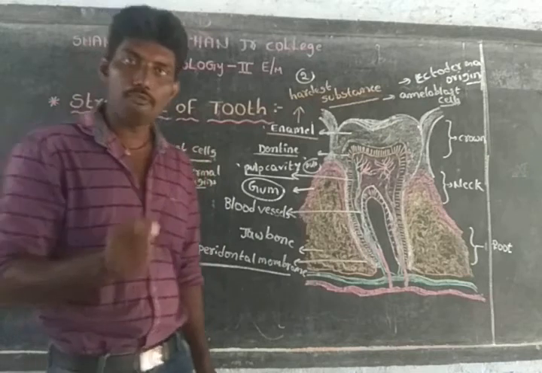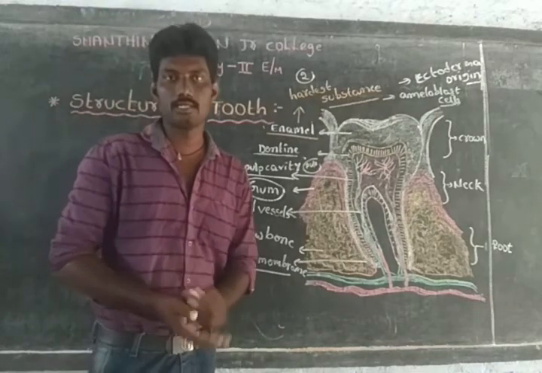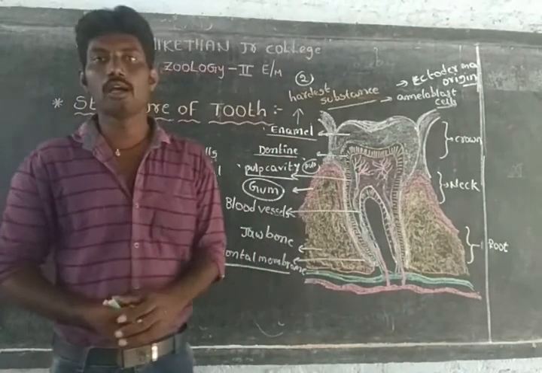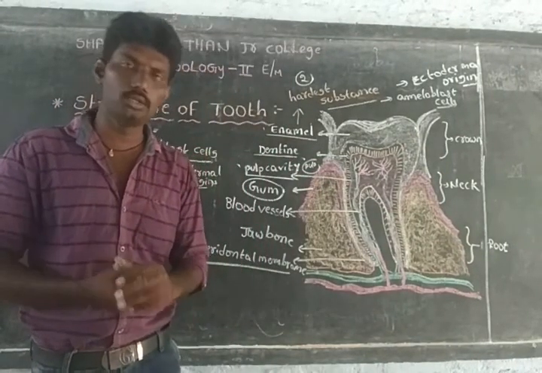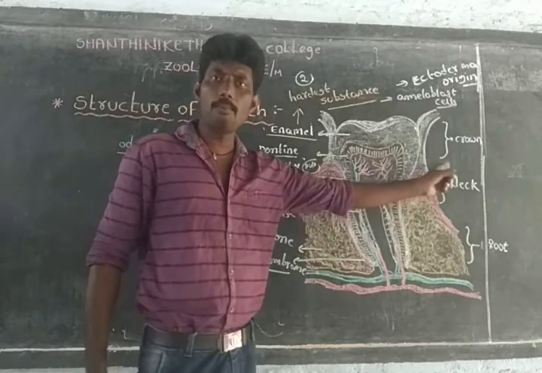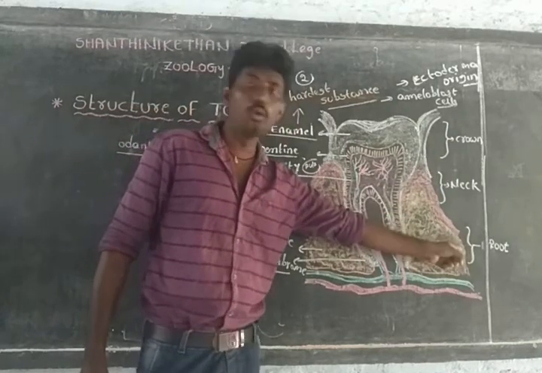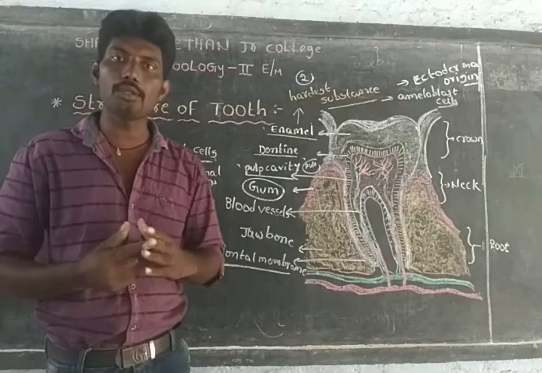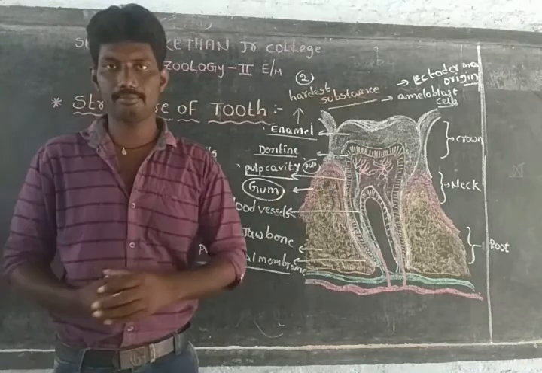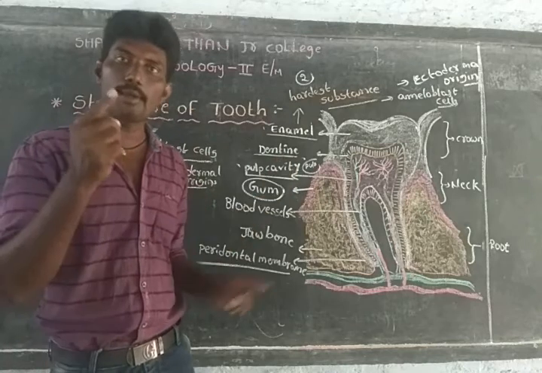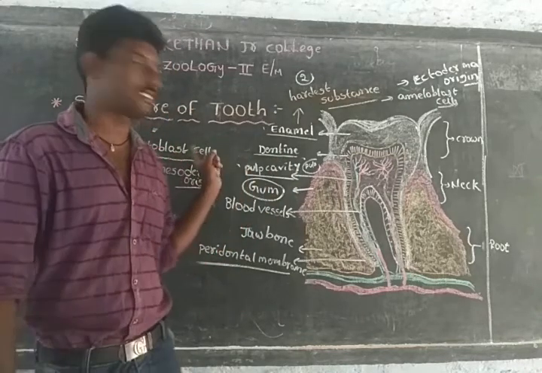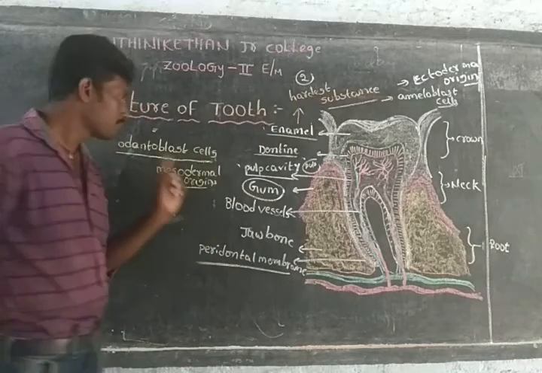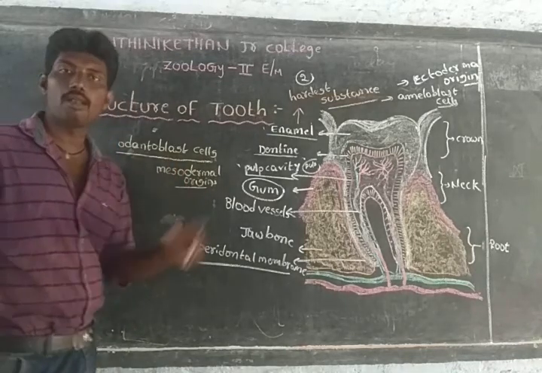So the structure of the tooth has three parts, namely crown, neck, and root. The crown is the exposed part of the tooth, the neck is the middle part, and the root is the inner part. The whole tooth is formed by the hard material dentin, secreted by odontoblast cells. These are derived from which organs? Mesodermal organs.